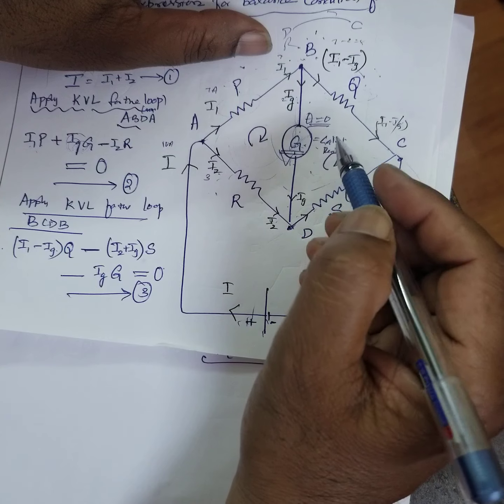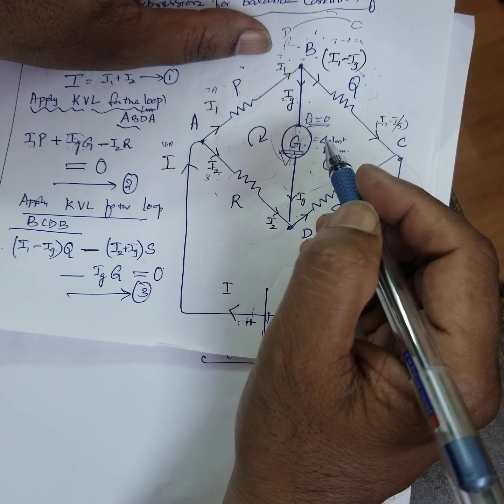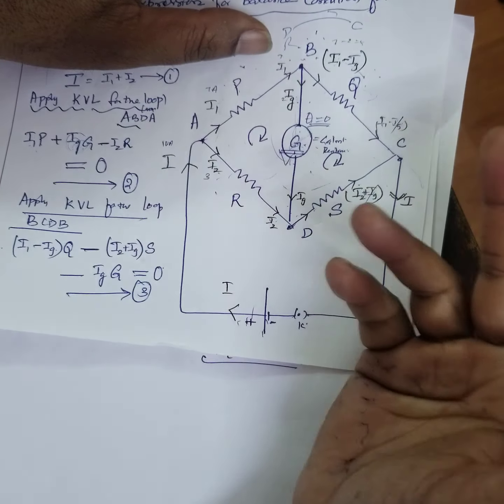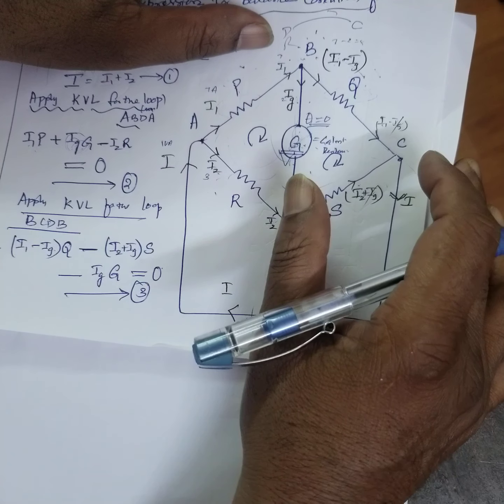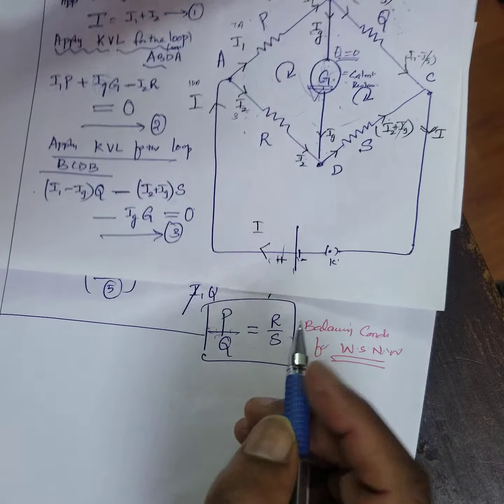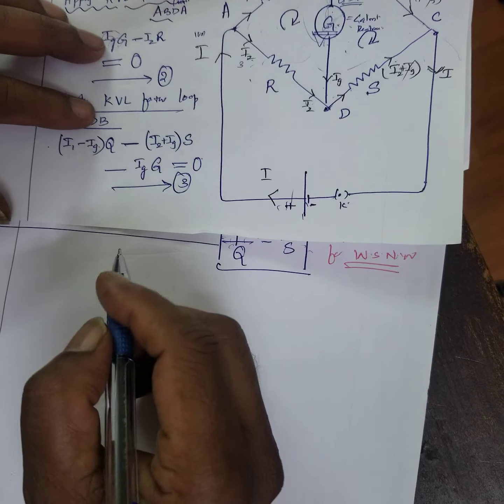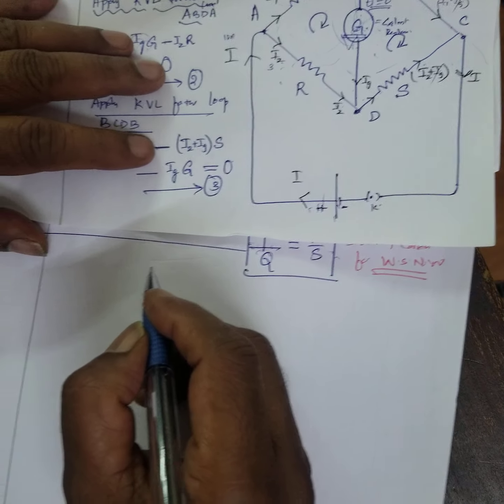What happens to the balancing condition if the positions of the galvanometer and battery are interchanged? You have to say the balancing condition remains unchanged. Name the device which works on the principle of the Wheatstone bridge. It is what you do in the lab. That is the meter bridge. You know what the meter bridge is?